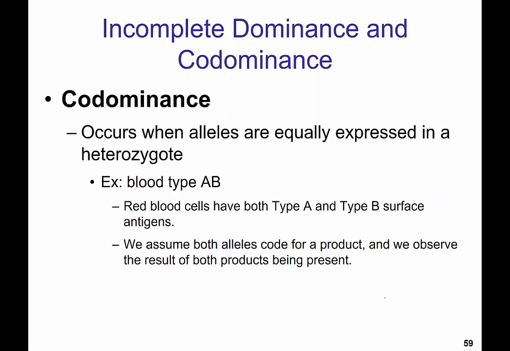If we're looking at the concept of codominance, that is when alleles are equally expressed in a heterozygote. For example, with the blood type AB, red blood cells have both type A and type B surface antigens that are possible. We can assume that both alleles code for a product, and we observe the result of both products being present. We'll look more into blood types as we go along.